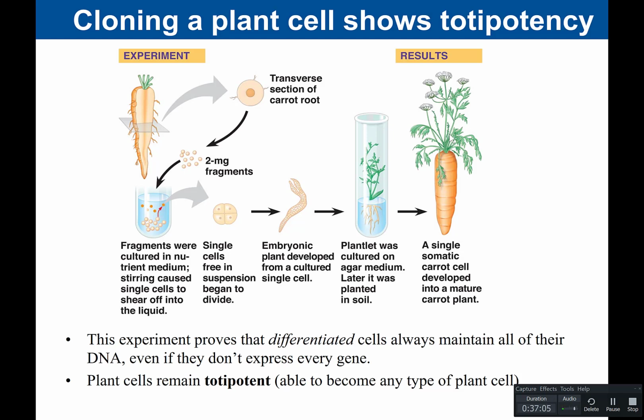And so what this experiment shows is that differentiated cells, so even the cells that have already been committed to become a particular type, always maintain all of their DNA, even if they don't express every gene. So in the carrot example, the carrot only is turning on a certain subset of genes in the carrot itself, but that cell still had the ability to give rise to all the other cell types, the leaves, the flowers, etc. And so what that tells us is that plant cells remain what we call totipotent. Totipotent means that these have the ability to become any type of plant cell.